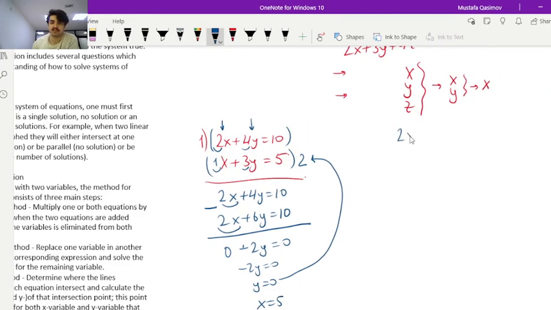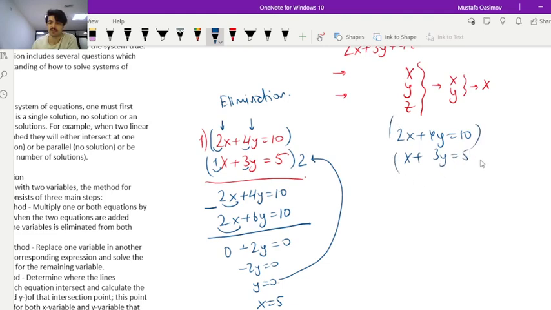Okay, let's write it again. This one is called elimination. We eliminate x and first find y. After that we find x. Now let's eliminate y and find x.